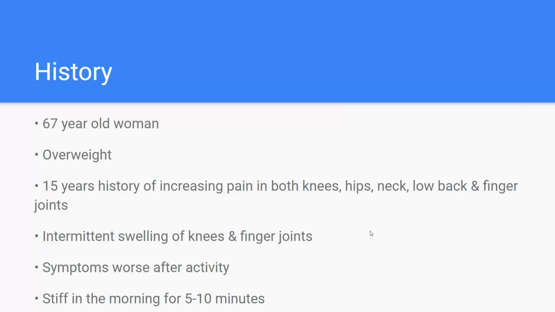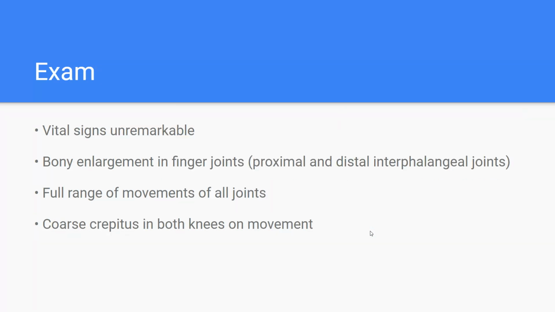Thank you, Sire. Right, and then our third case, we have the 67-year-old woman who's overweight, with a 15-year history of increasing pain in both knees, hips, neck, lower back, and finger joints. It's been intermittent swelling of her knees and fingers. Symptoms tend to become worse after activity. She's stiff in the morning for 5 to 10 minutes.